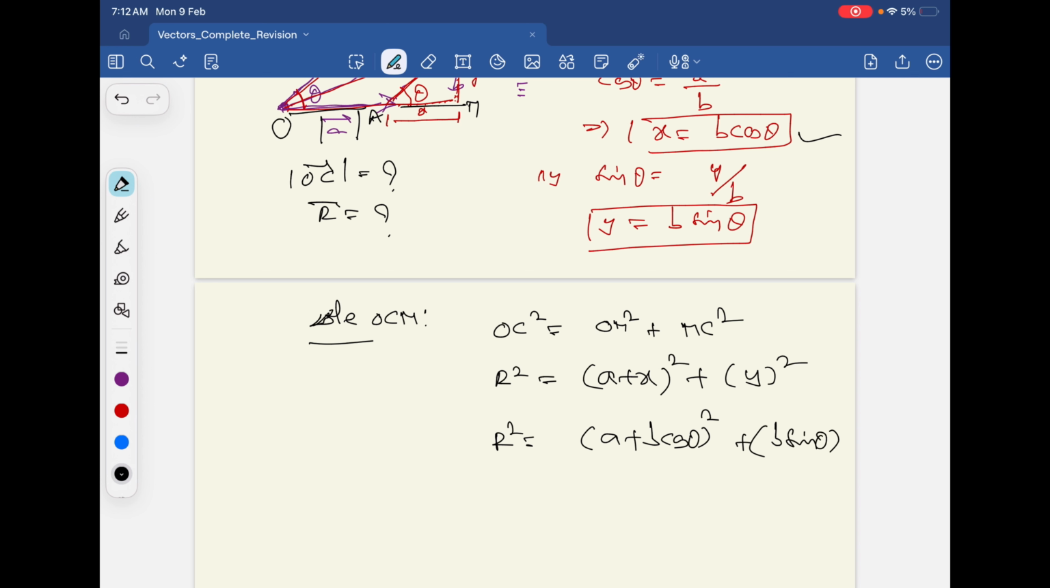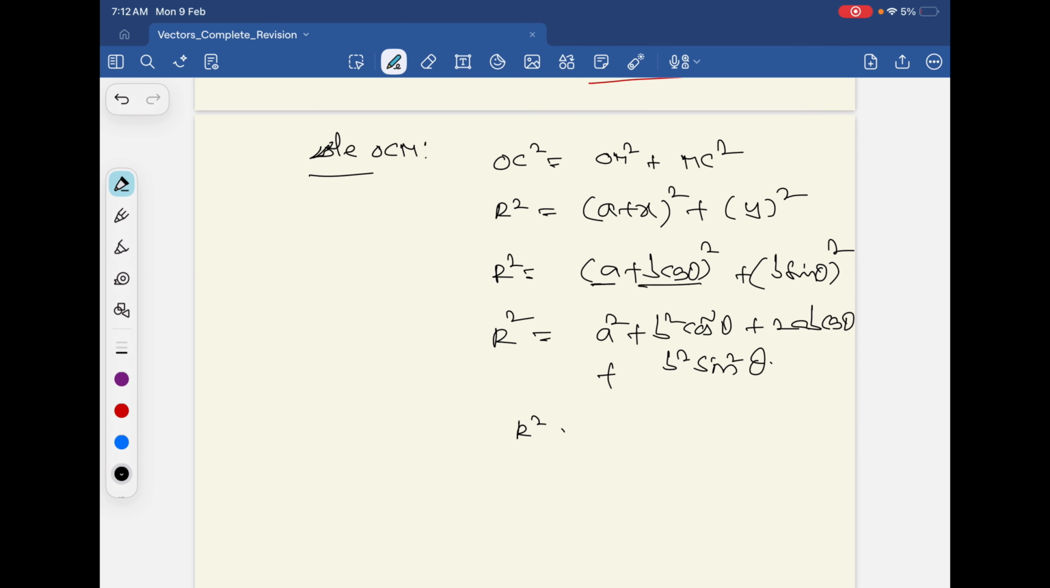Y value is B sin theta whole square. So now R becomes R square. Expand the bracket: A square plus B square cos square theta plus 2AB, no? So 2 into A into B cos theta, 2AB cos theta, plus one more term, B square sin square theta.